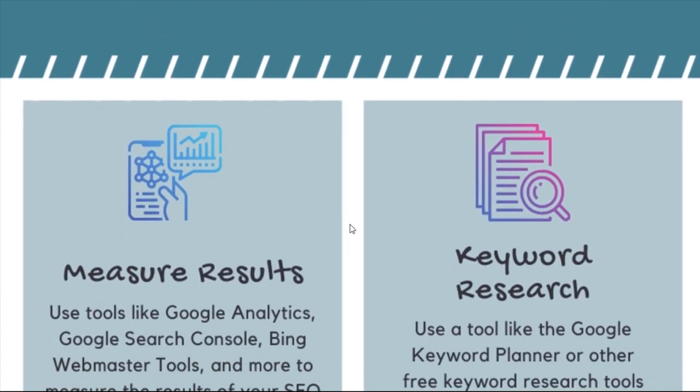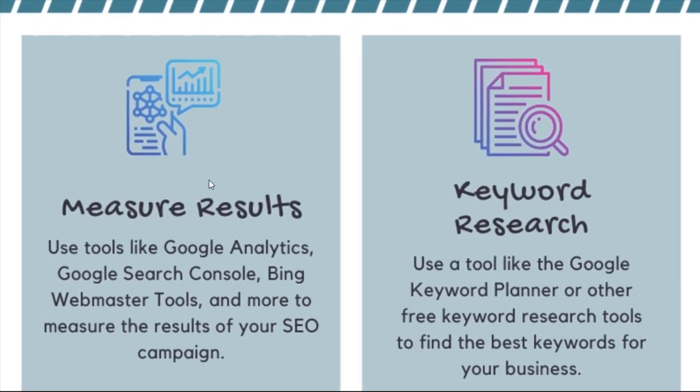But if we pull this up, you can see, first, I always get started by measuring results and doing keyword research. So those are the first 2 steps. I like to use tools like Google Analytics, Google Search Console. You can use Bing Webmaster Tools. There's a lot of paid tools as well. For example, you can use something like SEMrush as you start to grow your website. Now, keyword research, I recommend using a tool like the Google Keyword Planner.